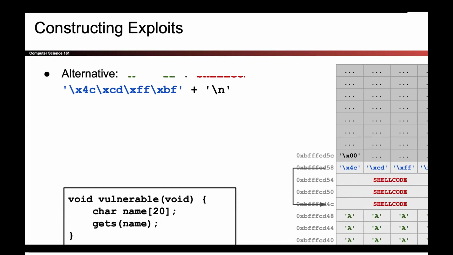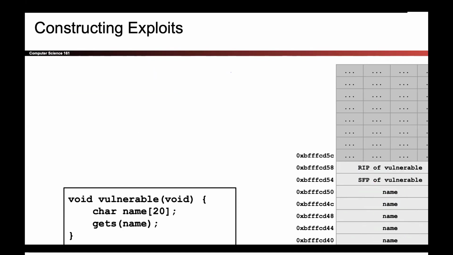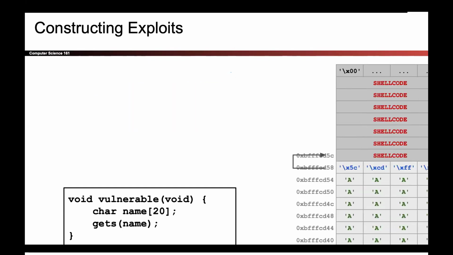So the shellcode doesn't have to be at the start. It could be at the end of name. It could be after the RIP. Any of these are all valid. The main adjustment that you have to make is the address that you put in RIP has got to be adjusted to reflect where the shellcode is living in memory. So the attacker has a lot of flexibility on how they work out the details.